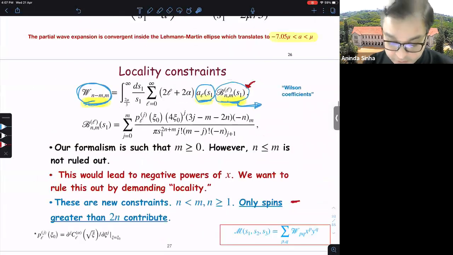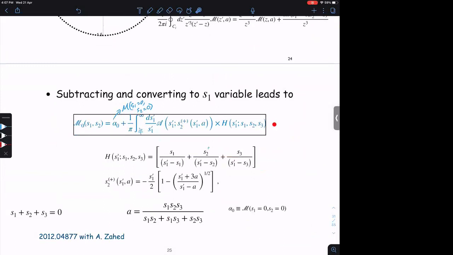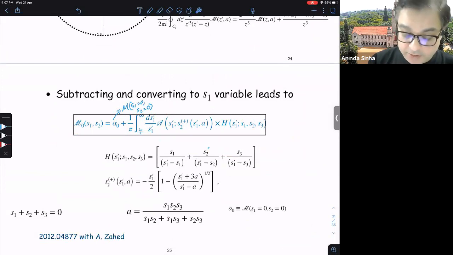Yeah, so let me just explain a little bit more. Here we start off with this guy, and we write the partial wave expansion for this absorptive part.